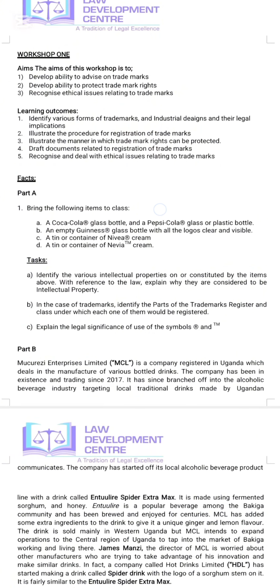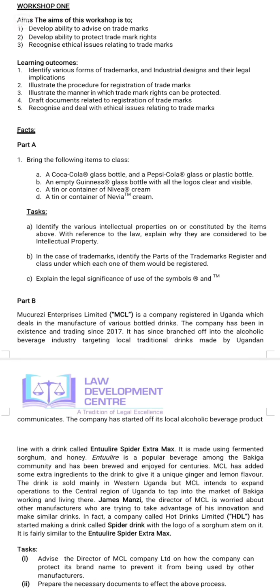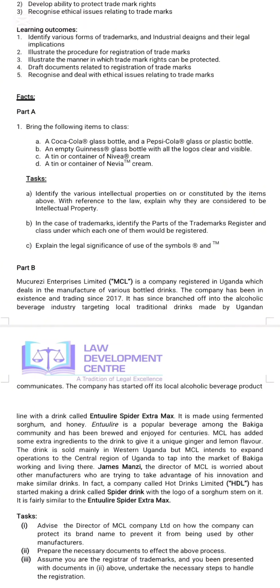So Part A, bring the following items to class: a Coca-Cola glass bottle and a Pepsi cola glass or plastic bottle, an empty Guinness glass bottle with all the logos clear and visible, and a tin or container of Nivea cream. A, identify the various intellectual properties on or constituted by the items above with reference to the law. Explain why they are considered to be intellectual property. So basically, we are looking at these intellectual properties. The first one is, of course, the logo, the symbol.